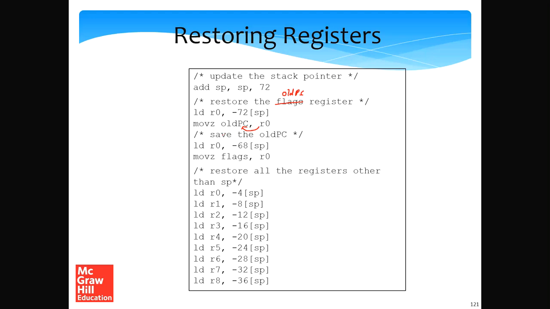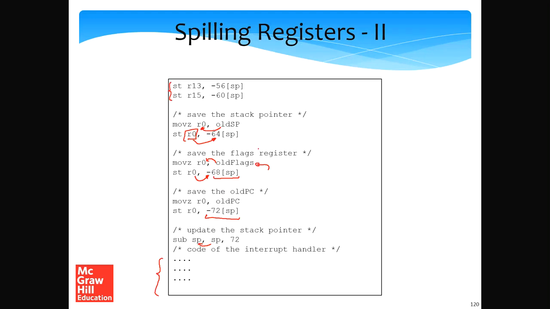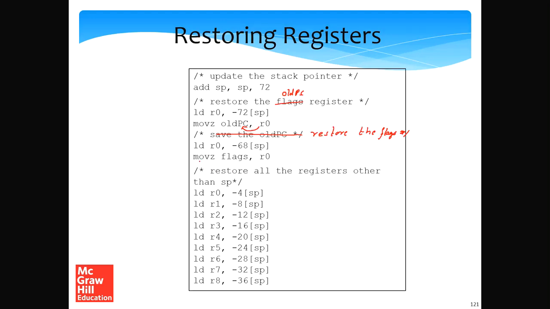And then what we do is that we restore the flags. So sorry, there's another mistake here. We restore the flags. So here what we do is that we take the value in the old flags register, which was actually stored in memory, and we restore it to the flags register. So the way that we do it is that we read the value first into one register, and then we do a move Z. So we set the flags register with whatever value was previously stored.